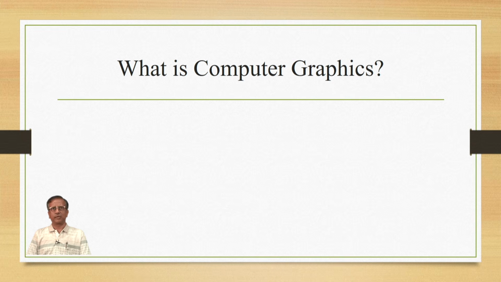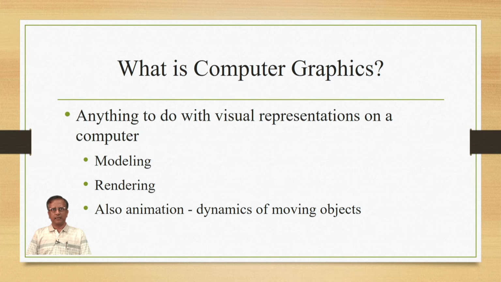So, then what is computer graphics? Computer graphics is anything to do with the visual representation on a computer. As I said, our perception of a computer is primarily shaped by what we get to see on a quote unquote screen. Whatever process is involved, whatever components are involved, they are generally part of computer graphics.